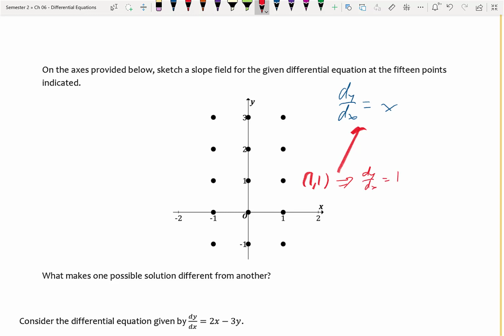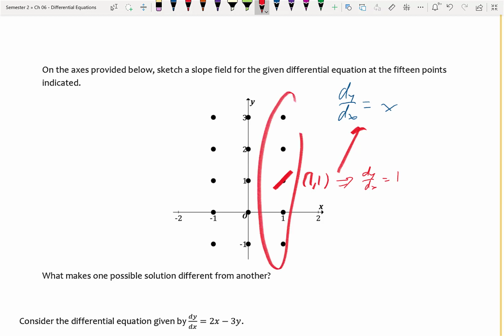What's the slope of 1 look like? What angle is the slope of up 1 over 1, up 1 over 1? 45 degrees. We're going to sketch a little small piece here that's at an angle of 45 degrees. In fact, I'm not going to put the arrows at the end. I'm just going to draw a line through it like that.